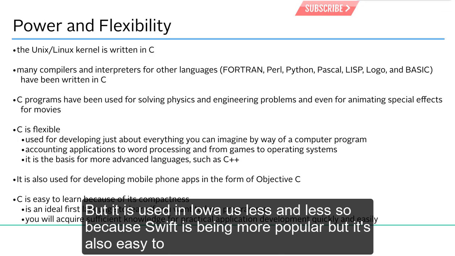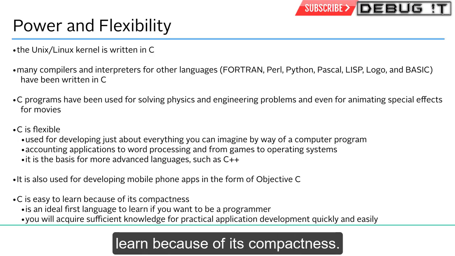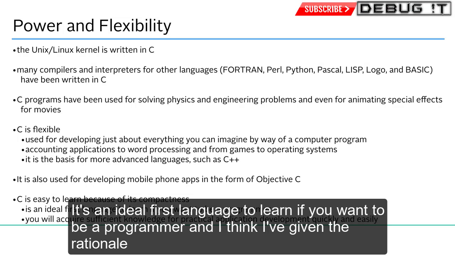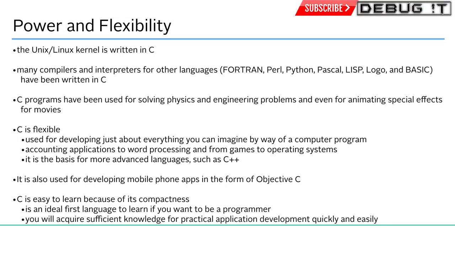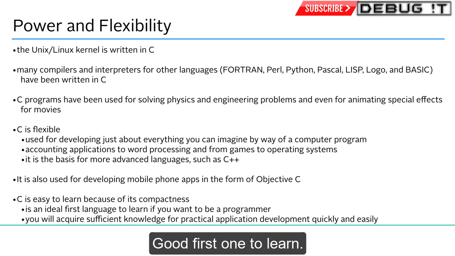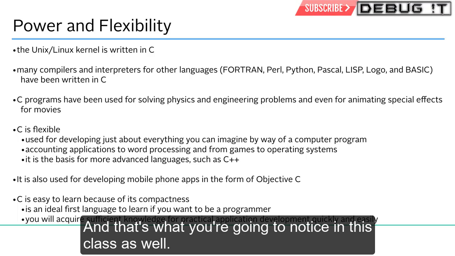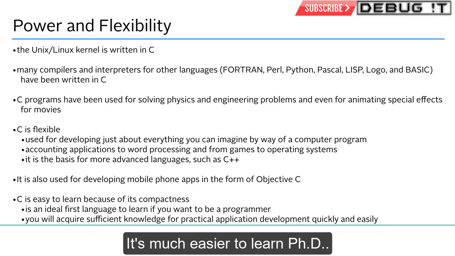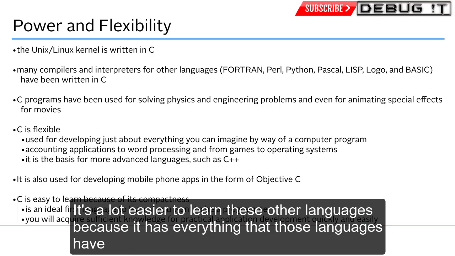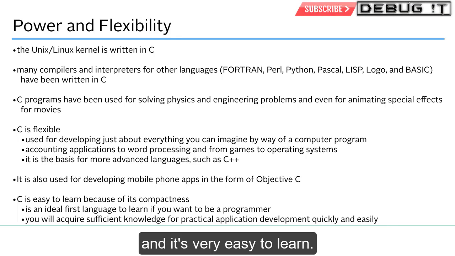But it's also easy to learn because of its compactness. It's an ideal first language to learn if you want to be a programmer. And I think I've given the rationale for that pretty well. You're going to acquire sufficient knowledge for practical application development very quickly and very easily. So that's why it's a good first one to learn. And that's what you're going to notice in this class: wow, now that I learned C, it's much easier to learn Java. It's much easier to learn PHP. It's a lot easier to learn these other languages because C has everything that those languages have, and it's very easy to learn.